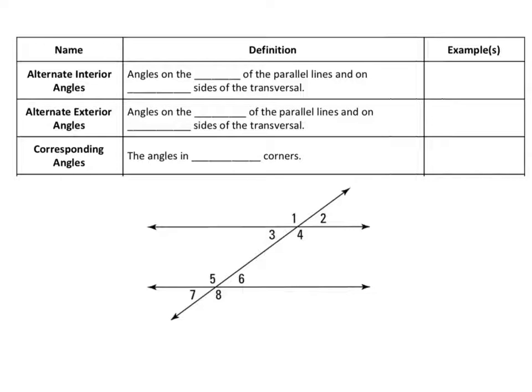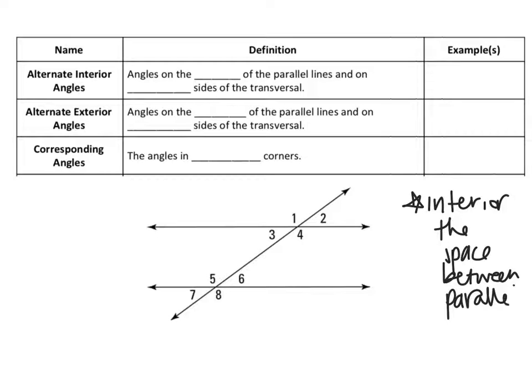So if we break that apart, alternate means every other, interior means inside, and then angles are obviously what we've been talking about, so made by two lines. The idea of interior, and you may want to write this down, your interior is going to be the space inside, or the space between the parallel lines. So again, you want to write that down. So interior would be the space between the parallel lines.